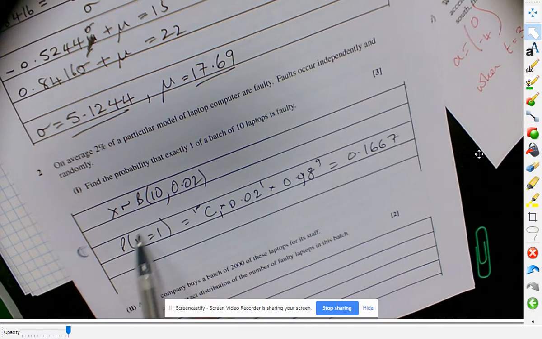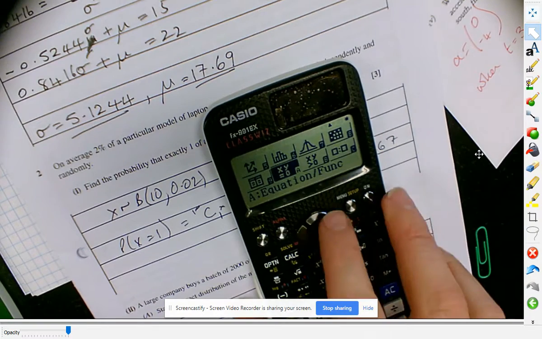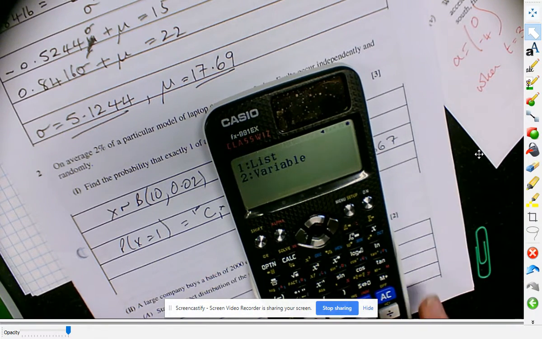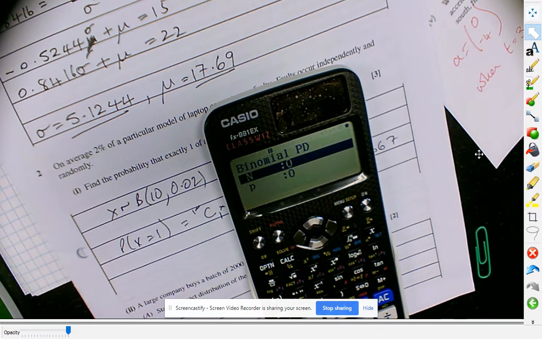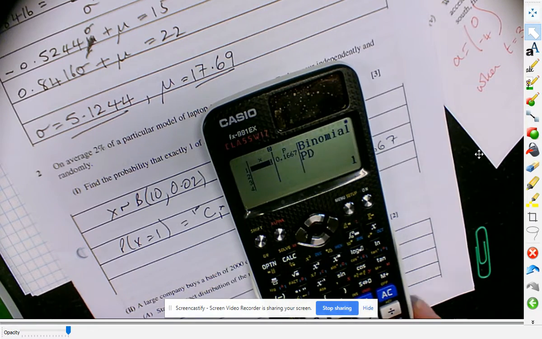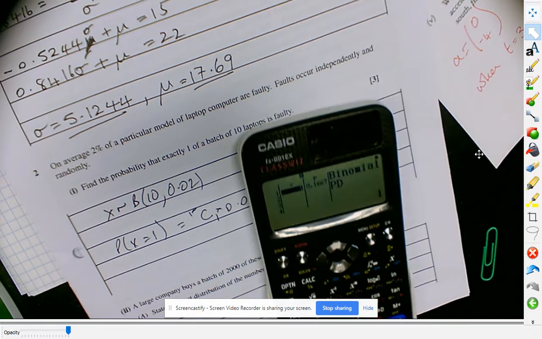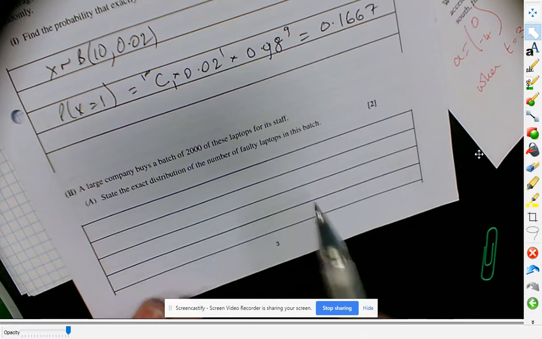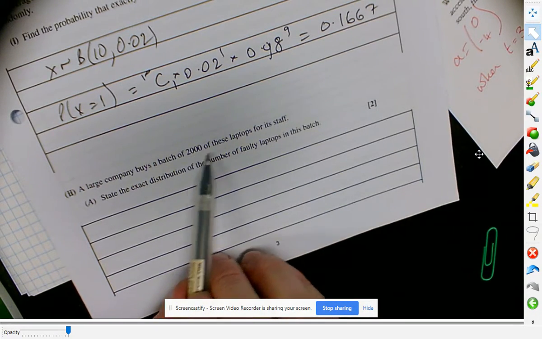You can, of course, use binomial PD to work this out on the calculator as well. If you go to distributions, binomial PD, we just want X is 1, N was 10, probability was 0.02, and we get 0.1667 there on the calculator as well.